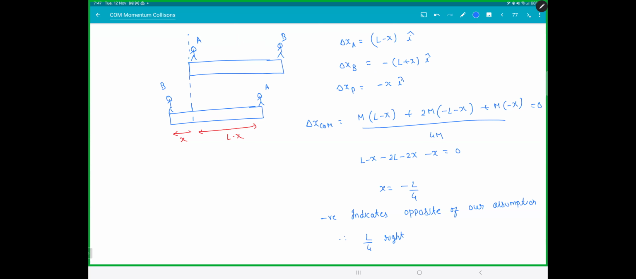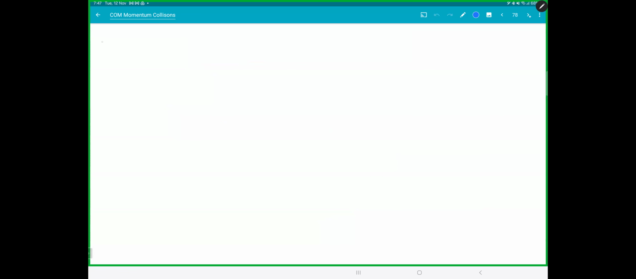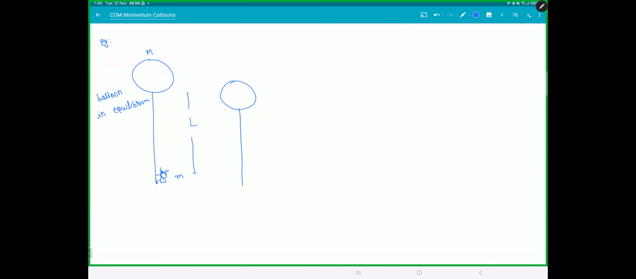Now, every time the same question, they can ask you in another way. They will say there is a balloon here and there's maybe some insect or something here which is climbing this balloon. Let's say this is M, capital M. So balloon in equilibrium, and this length is L. The question will be, if this insect starts climbing the balloon, by what distance will the balloon come down? When this insect starts climbing there, this is what will happen to the balloon. It will become like this. The insect must have reached here.